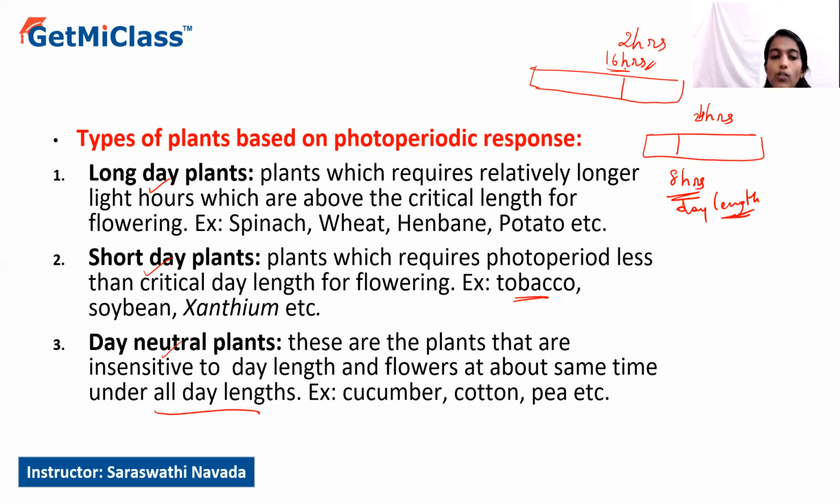They are not sensitive to the particular day length, whether it is maximum or minimum, it is not going to bother their flowering. At a particular time only it will flower in all day length conditions. So such plants are day neutral plants. Examples are cucumber, cotton, as well as pea.